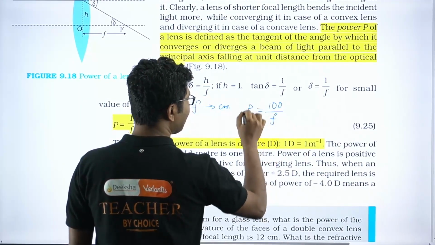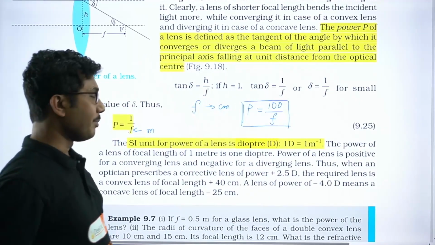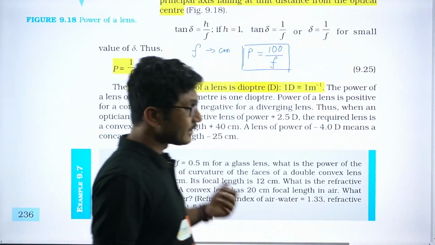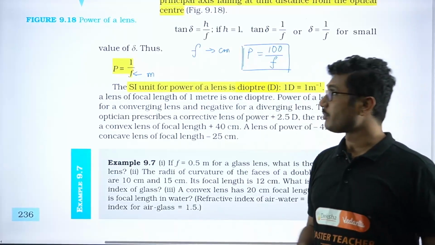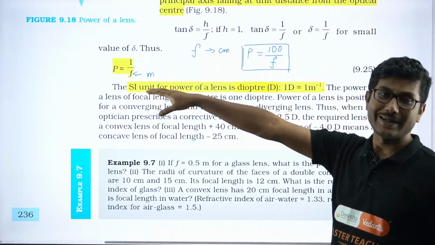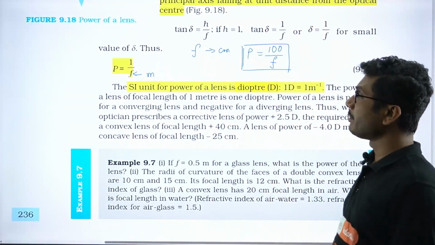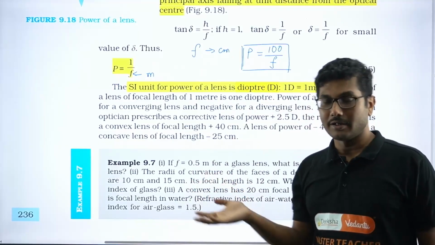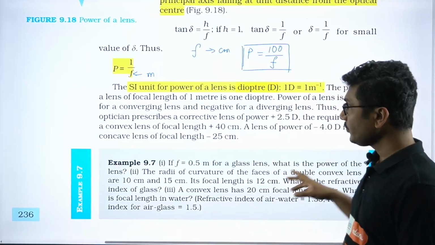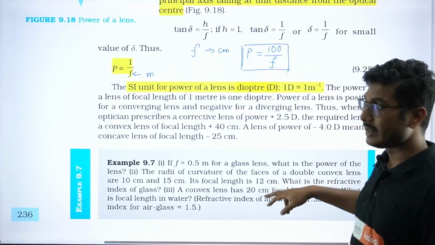This is very important to remember, especially for solving problems in competitive exams, as well as one problem I have solved during my lectures. That is also a common problem that might come from this chapter. To solve such questions you have to use this. If F is given in meters, then this formula is fine. If F is given in centimeters, either you convert meters to centimeters and then solve, or you use this formula. The unit of power is the diopter, and it is basically meter inverse.